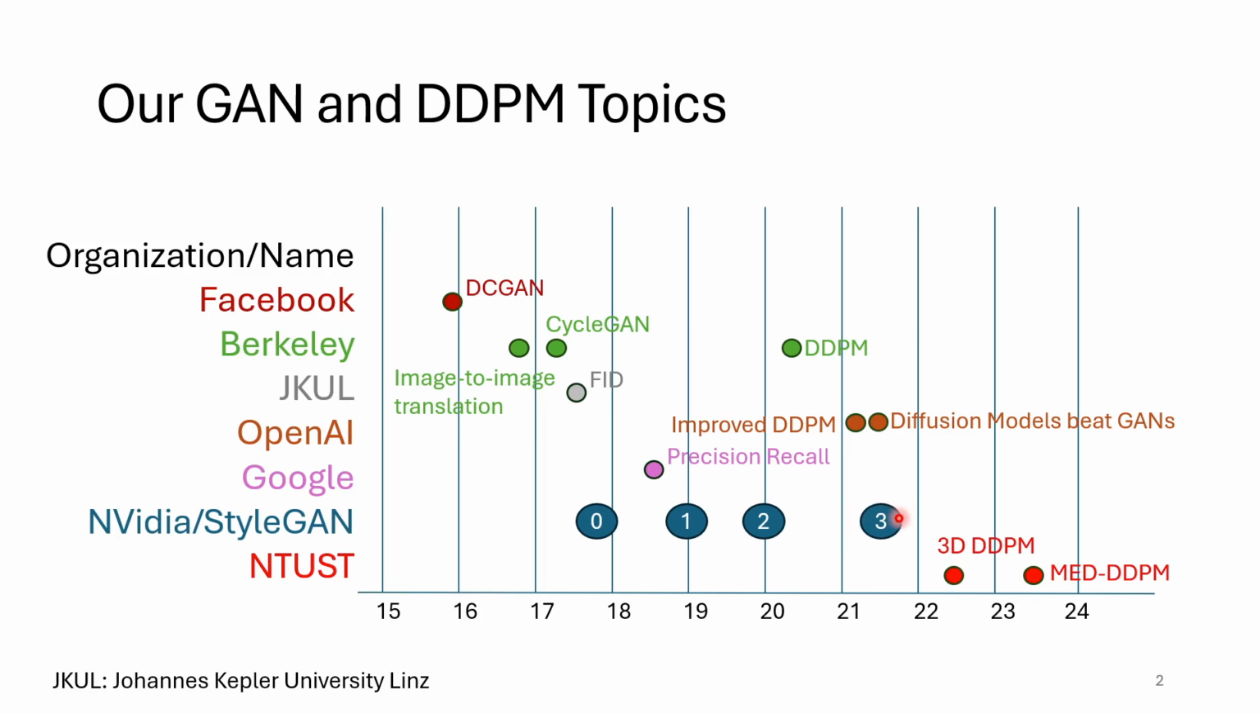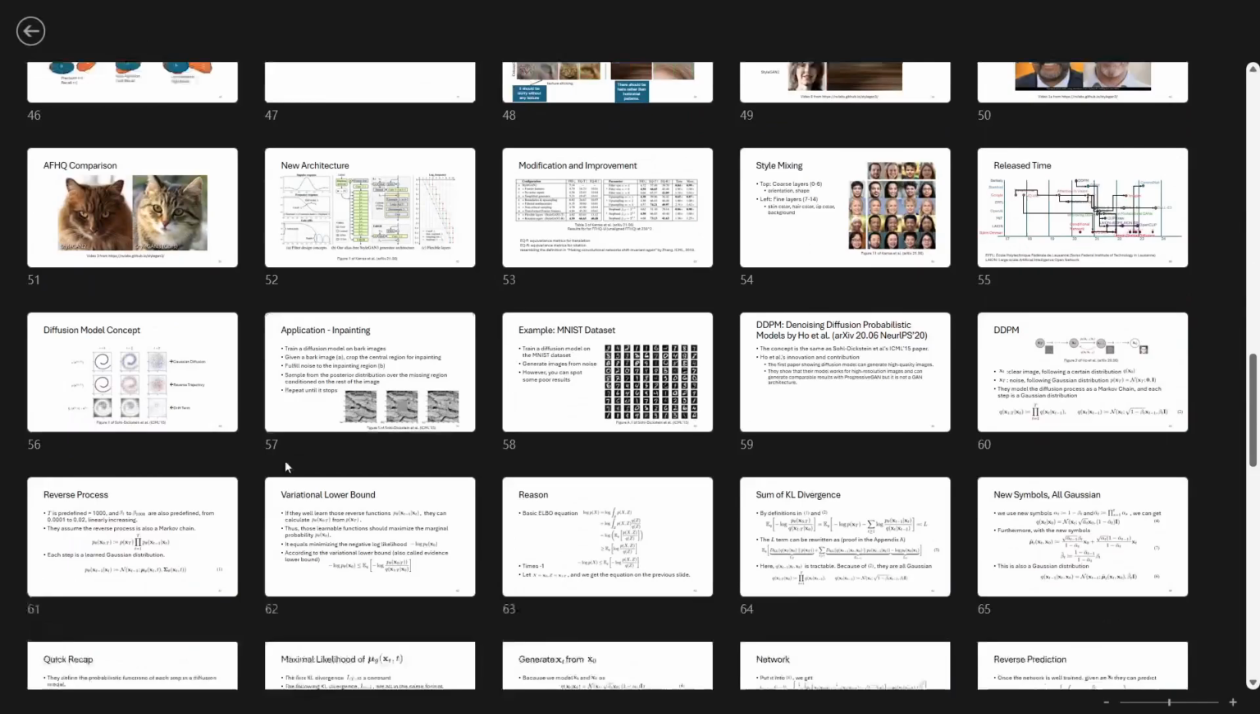See here. This is where StyleGAN v3 was released. StyleGAN v3 is very, very impressive, but it's also very complicated and difficult to train. From the paper Diffusion Models Beat GANs, they found diffusion model is a feasible way to train and can generate very good results. So from this point, a lot of diffusion model papers were published, and of course including our 3D DDPM and the MED DDPM.